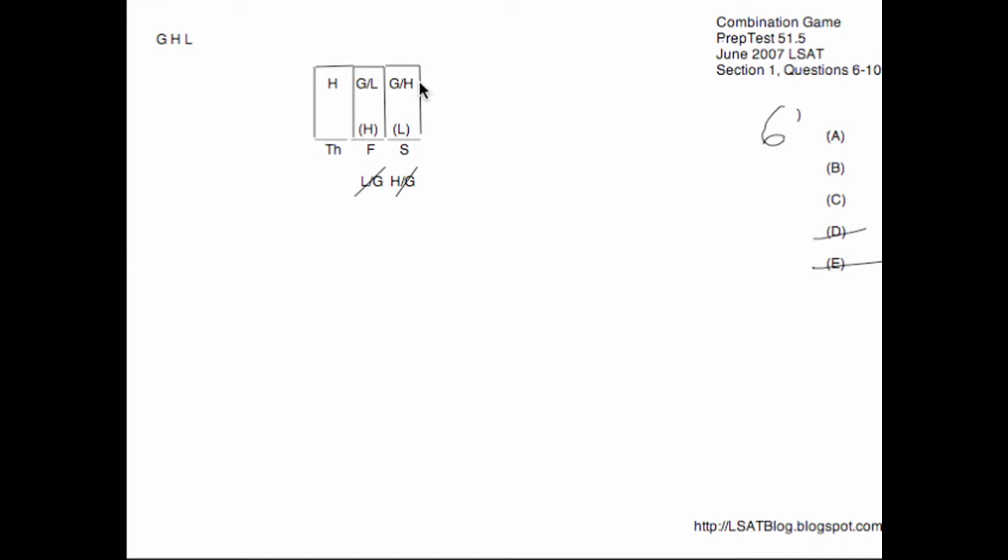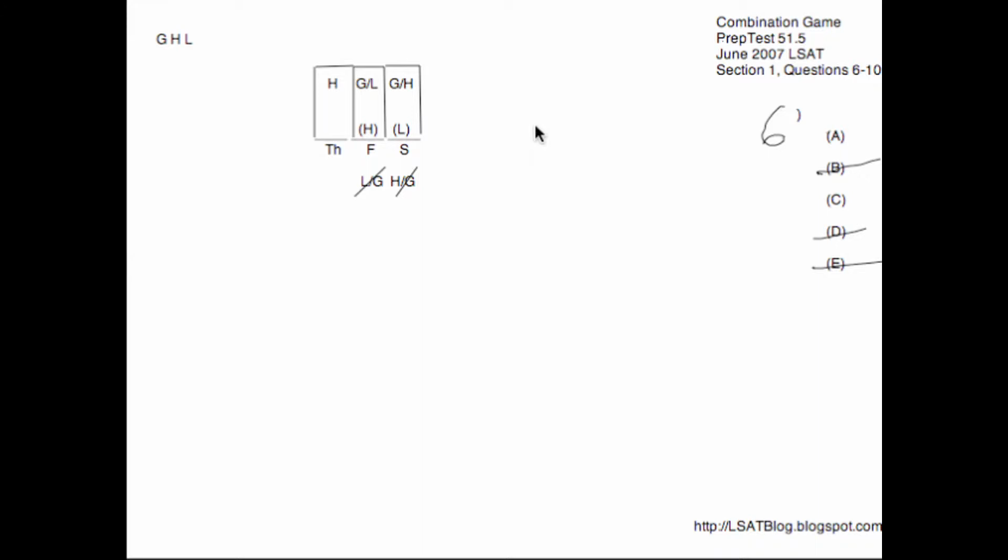Now we can look for the portions of those rules about only one of G or L being on Friday, or only one of G or H being on Saturday. So let's look for violations of the rule that only one of G or L is on Friday, meaning we should look for having both G and L on Friday. Any violations there? Yes, we do find that in choice B, where we have both G and L on Friday, so B is gone. We can look for both G and H on Saturday, but no violations between A and C.